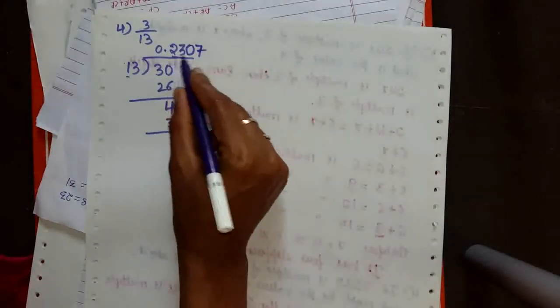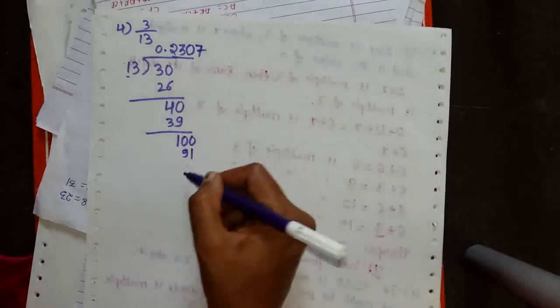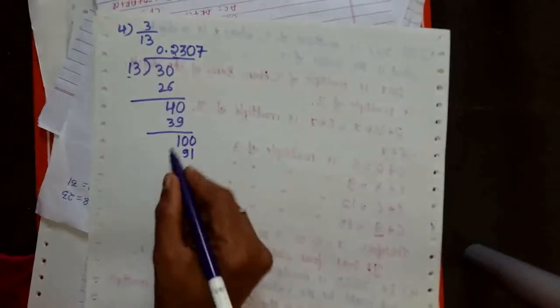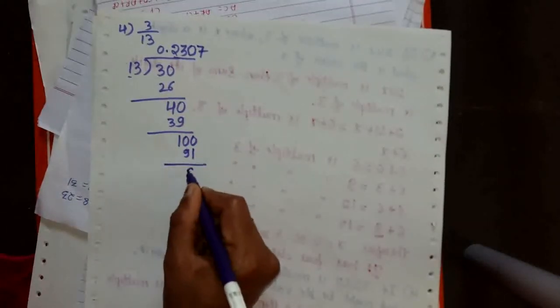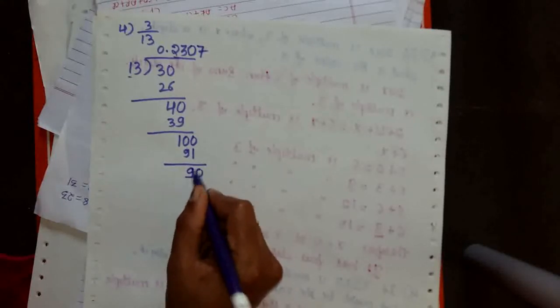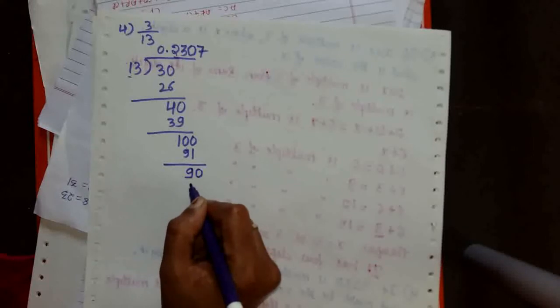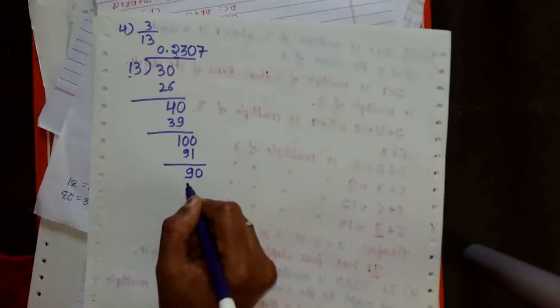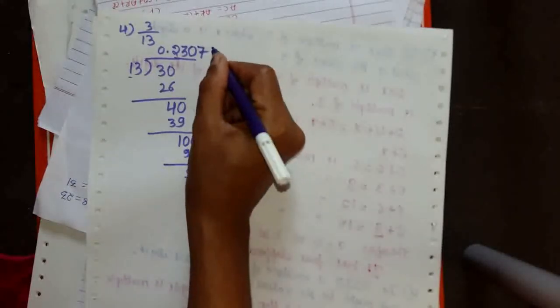Here the digits are different, so I am doing the problem continuously. So 100 minus 91 is 9. 9 doesn't divide by 13, so take 0 here, 10. So we have 90, which means 13 sixes are 78.